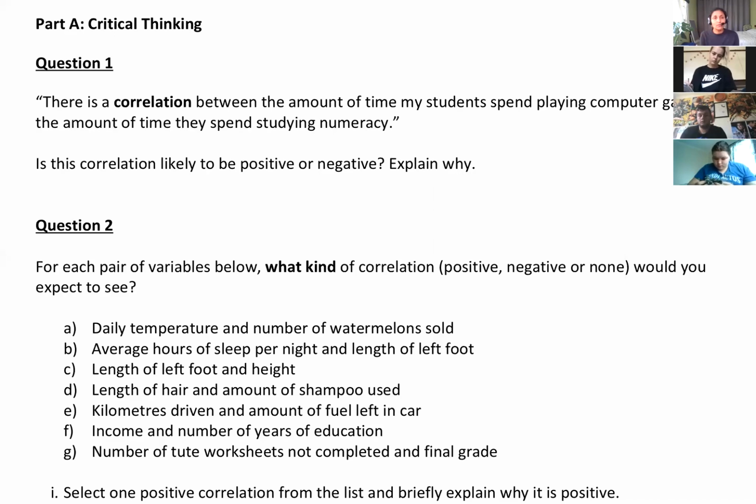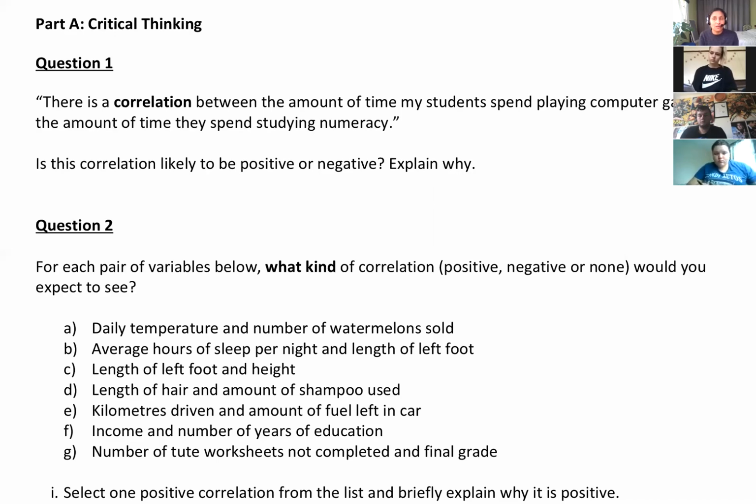A variable is something that varies, something that you can measure. So obviously you can measure how long someone spends playing computer games, and you can measure how much time they spend studying numeracy. So those are the 2 variables in this statement. And we're asking in this question whether the correlation is likely to be positive or negative.